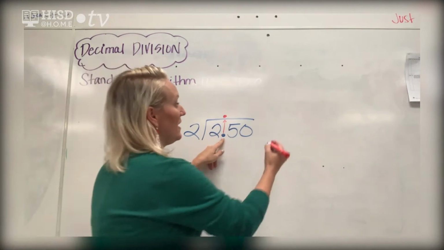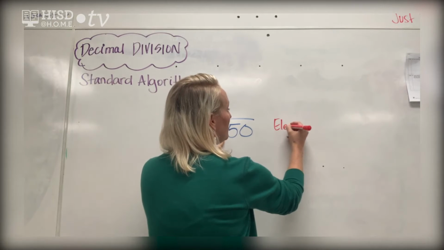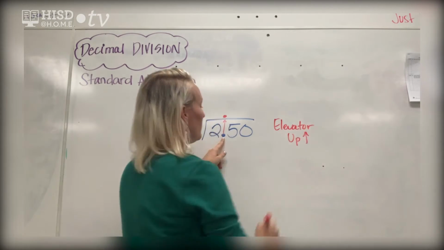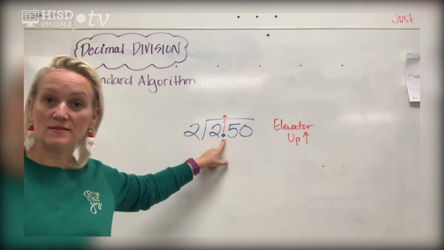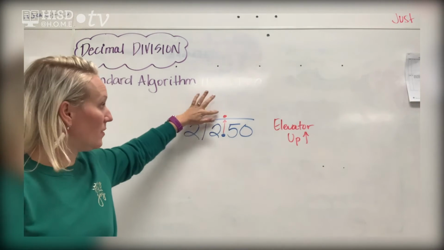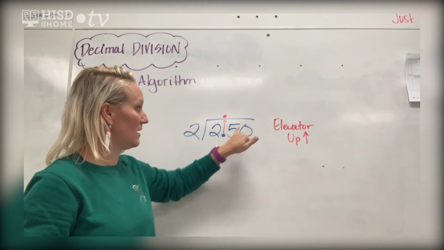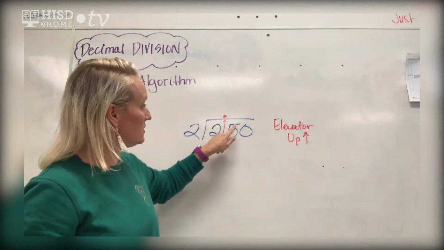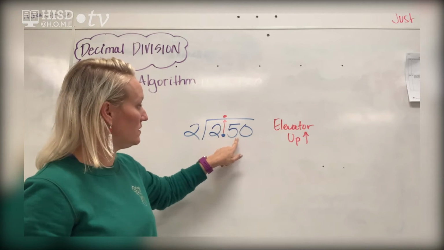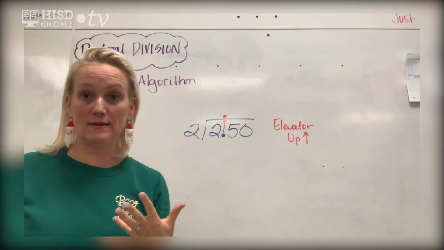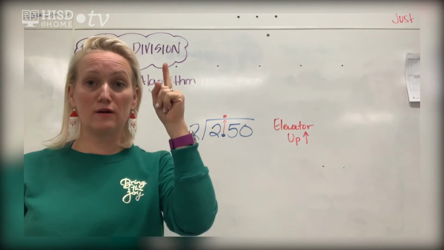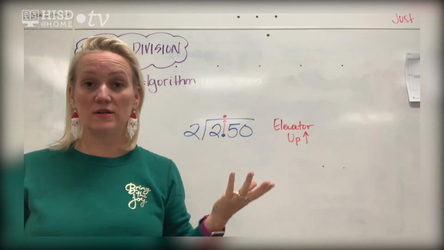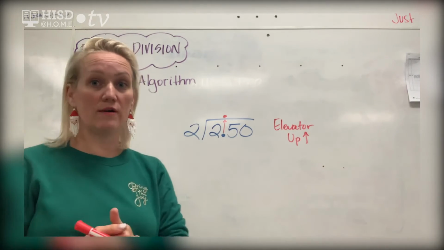So I always say elevator up, okay? The elevator goes up. So you're simply going to take this decimal and elevator it up to the top of this division sign. You literally just moved it right above you. You're not moving it to the side, not over this way, not this way. You're not making it disappear. You're simply elevating it up right here because that's where it's going to go in the answer. How easy is that? You just push it on up.